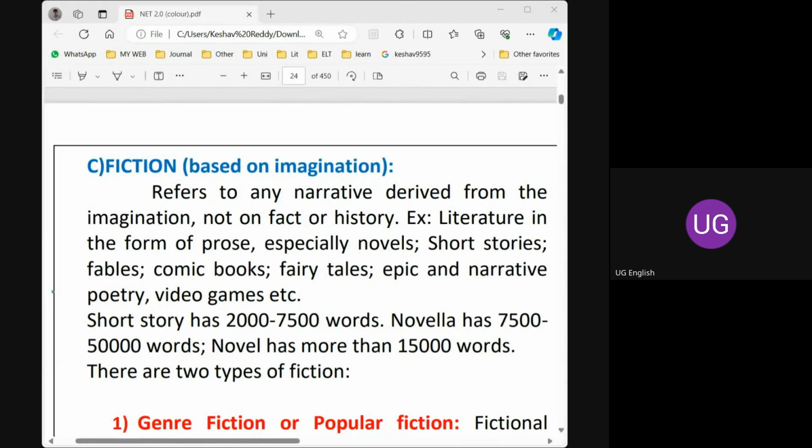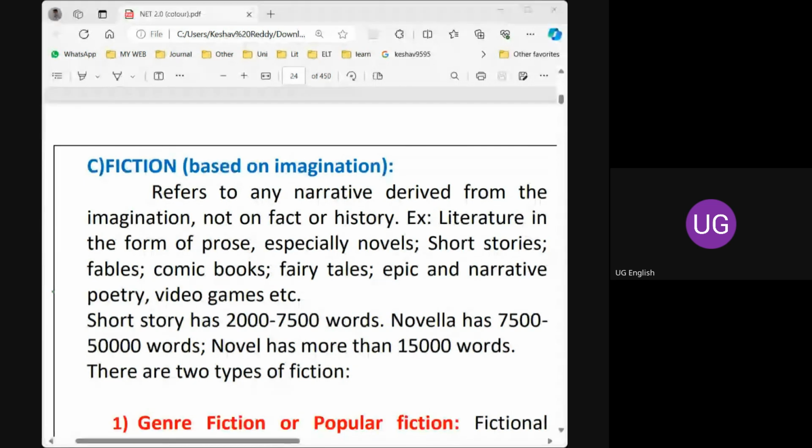In that, we have autobiographies, biographies, travelogues, diaries, and several other essays and literary subgenres. But in today's class, we are going to discuss fiction in detail, especially the novel. The term novel was also used during the corona period: novel coronavirus. What is the exact meaning of novel?